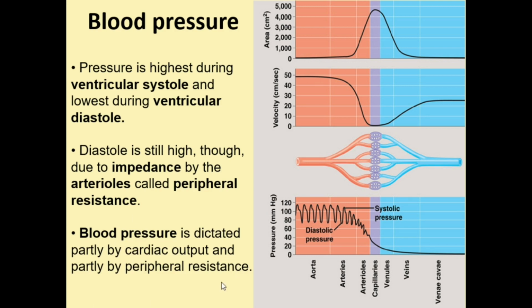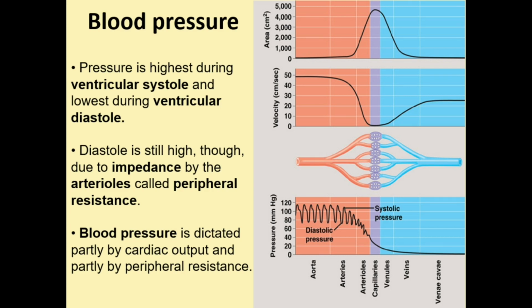So what we tend to find is that our blood pressure is dictated by cardiac output, so how much blood is being pumped out by our heart, but also by peripheral resistance, so how much of our blood is being pumped to these arterioles and capillary beds. And as you can see here, by the time you get into the venules and the veins and the vena cava, the blood pressure has dropped considerably. And again, a lot of that is because that blood pressure has been lost essentially through impedance, through the movement of blood into the arterioles and the capillaries.